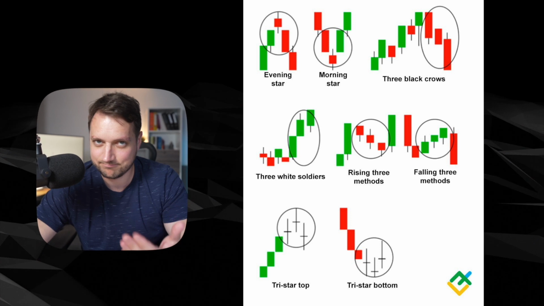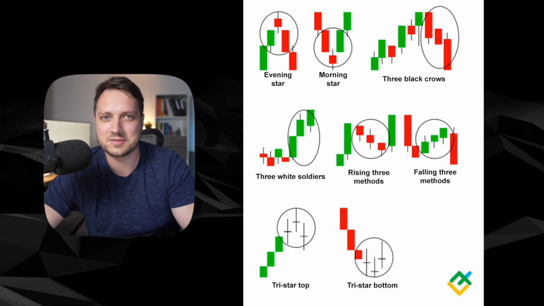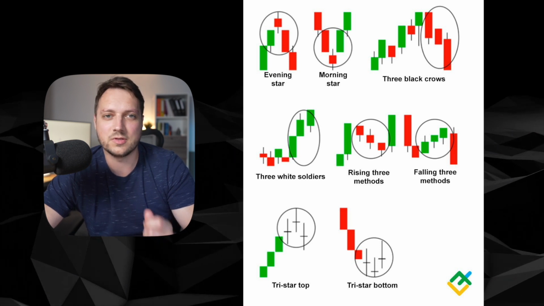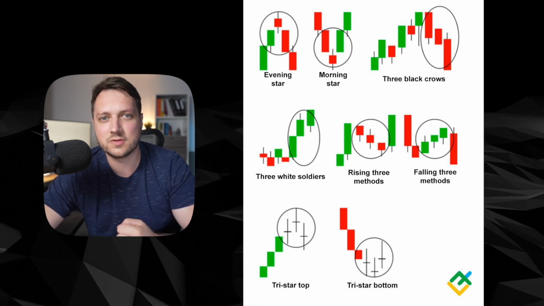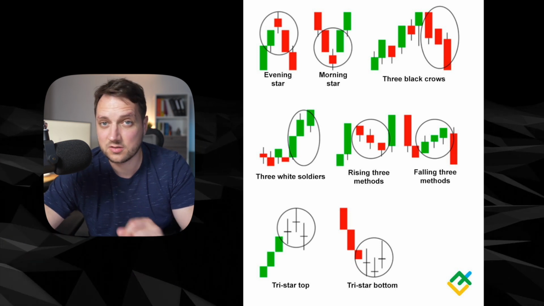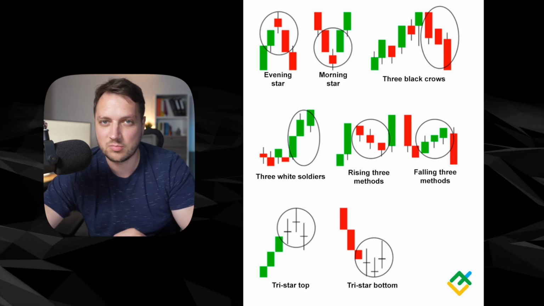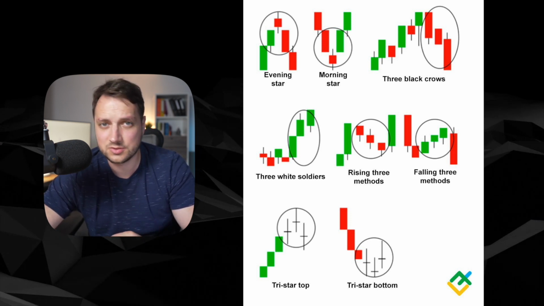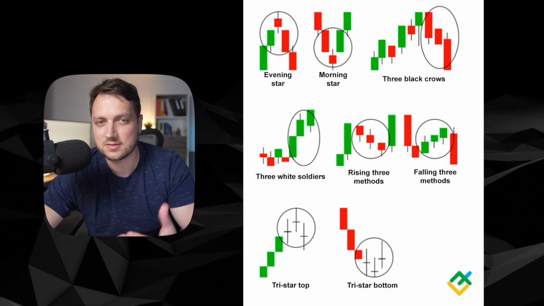So now, the triple candlestick chart patterns. The triple candle patterns are composed of three candlesticks, and so the most common reversal patterns are a morning star, an evening star, a tri-star, doji bottom, three black crows. And so continuation patterns are three white soldiers, rising three methods, and so on.